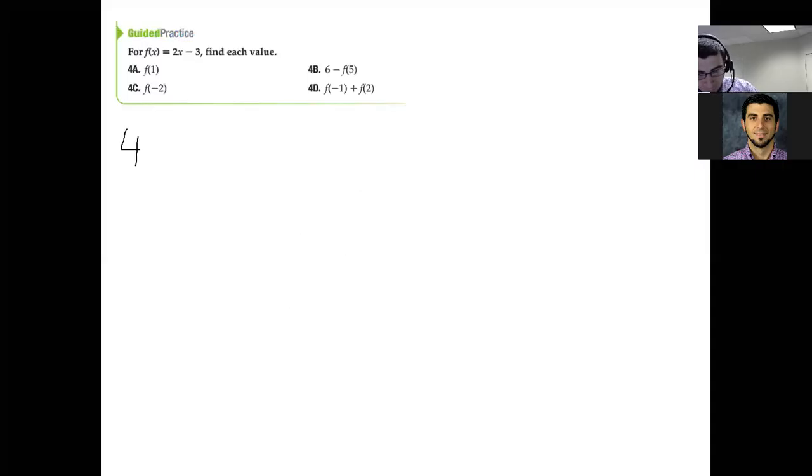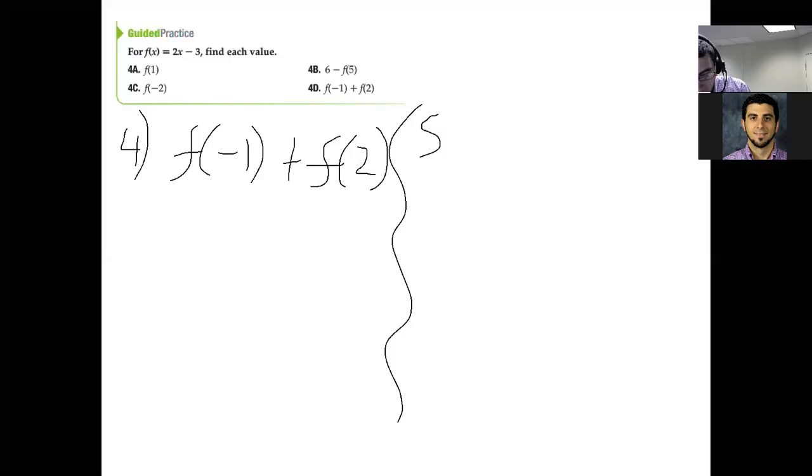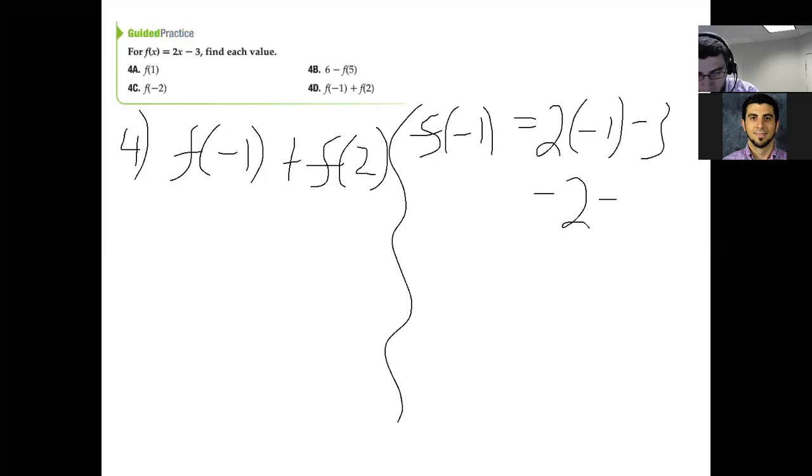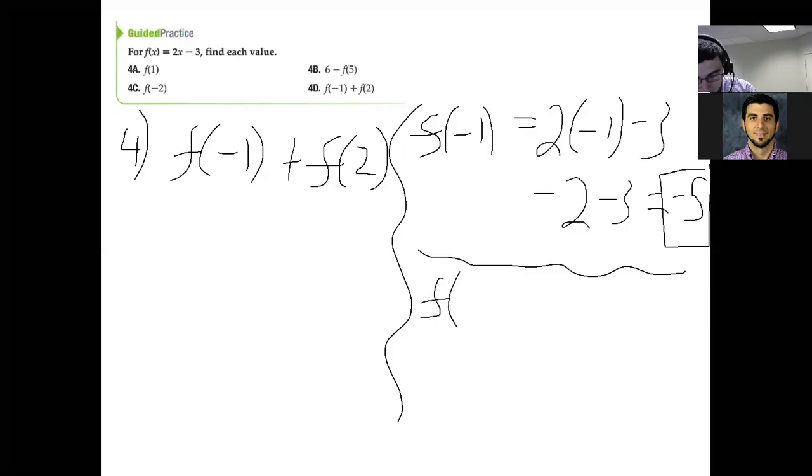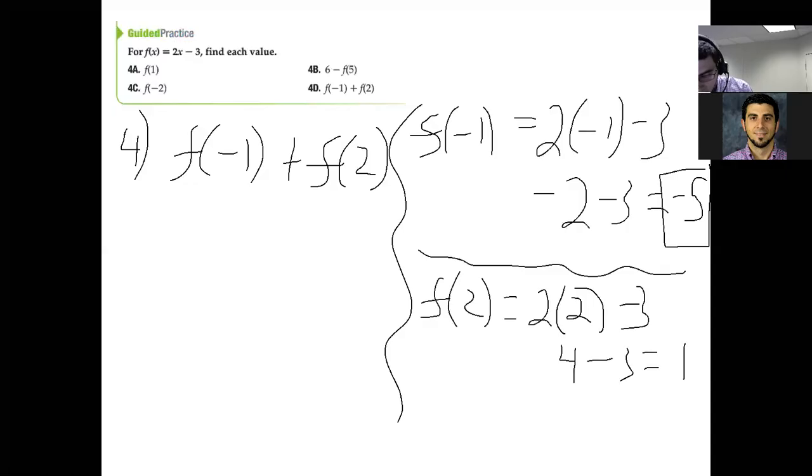Now for D, f of negative 1 plus f of 2. What I'm going to first do is figure out f of negative 1, which is 2 times negative 1 minus 3, which is negative 2 minus 3, which is negative 5. And then I'm going to also figure out f of 2, which is 2 times 2 minus 3, 4 minus 3, which is 1. And then I'm going to perform the operation with those.